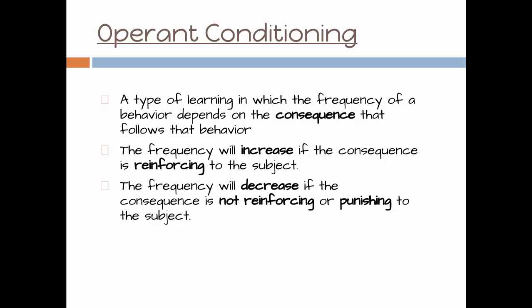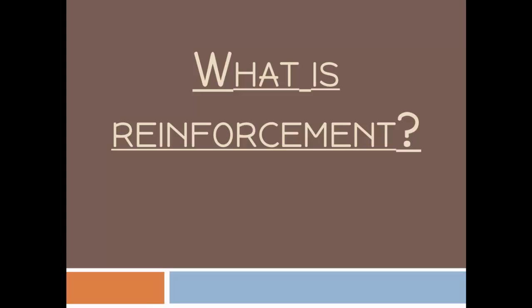So the frequency of a behavior will increase if the consequence is reinforcing to the subject. So if we want a behavior to occur more frequently, we're going to reinforce that behavior. But if we want a behavior to decrease or to go away, then we're either going to ignore it or not reinforce it, or we're going to punish it somehow. So we start with reinforcement. And then, like I said, in the next lesson, we'll move into punishment. So let's look at what reinforcement is.